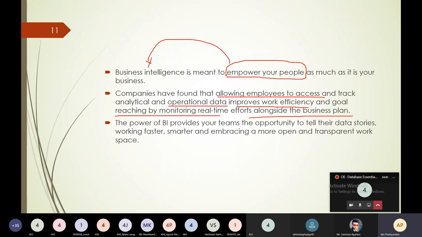The power of BI improves your teams, empowering them to tell their data stories, working faster, smarter, and embracing a more open and transparent workspace. So these are some of the advantages of business intelligence. All these things take your business to the next level.